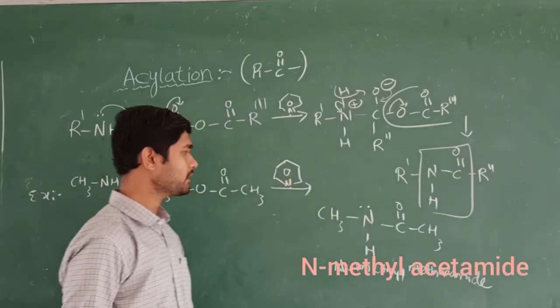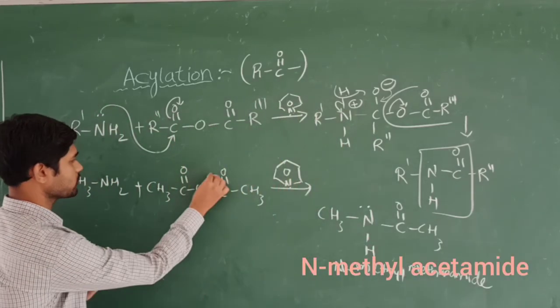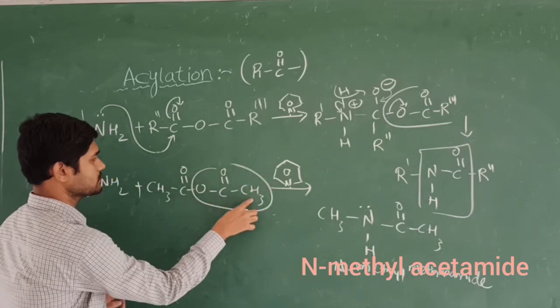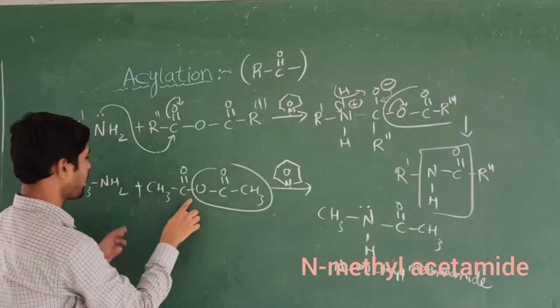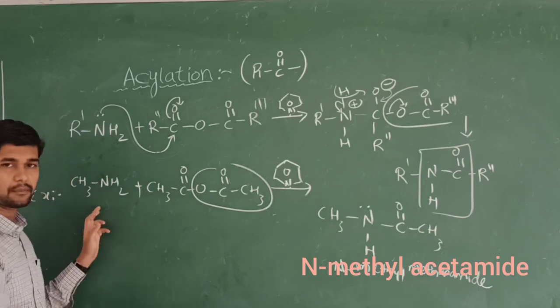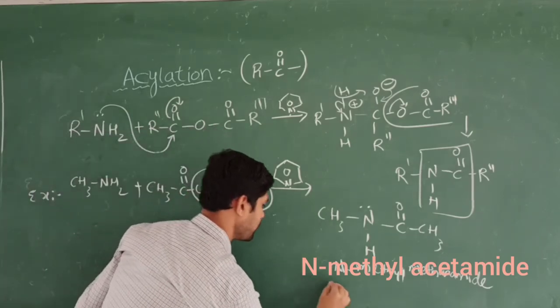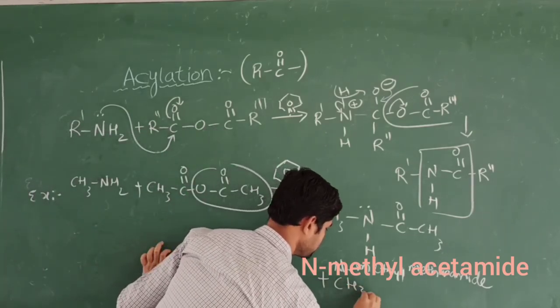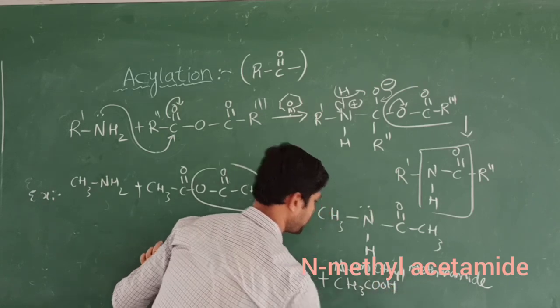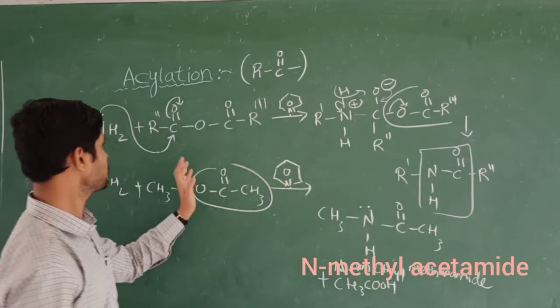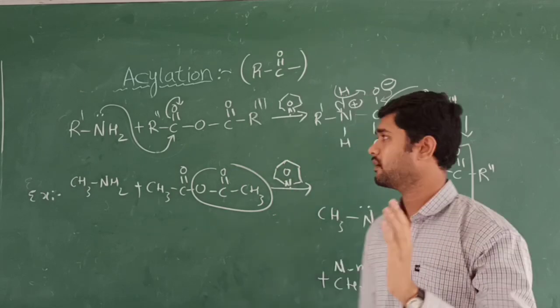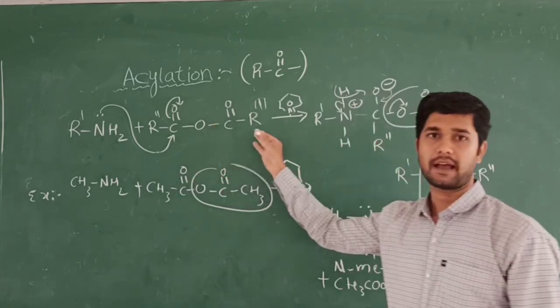And what I eliminate here is this group, CH3 C double bond O, and one hydrogen, that is acetic acid. So I have eliminated acetic acid. Like this, we carry out the reaction of primary amines with these anhydride groups.